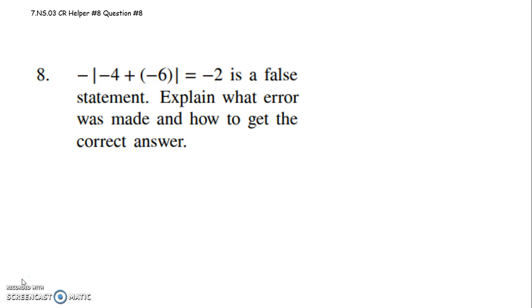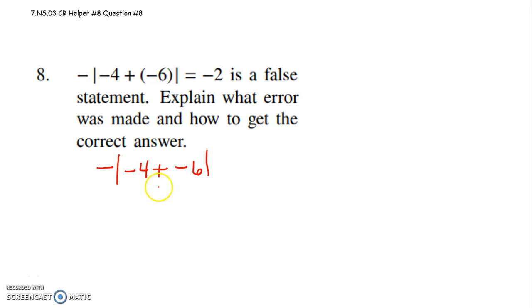So a lot of times with absolute value, if there's an error made, students make a mistake in simplifying inside the absolute value to a single number. Now that's what happened here. Within the absolute value, -4 plus -6, let me just show you.